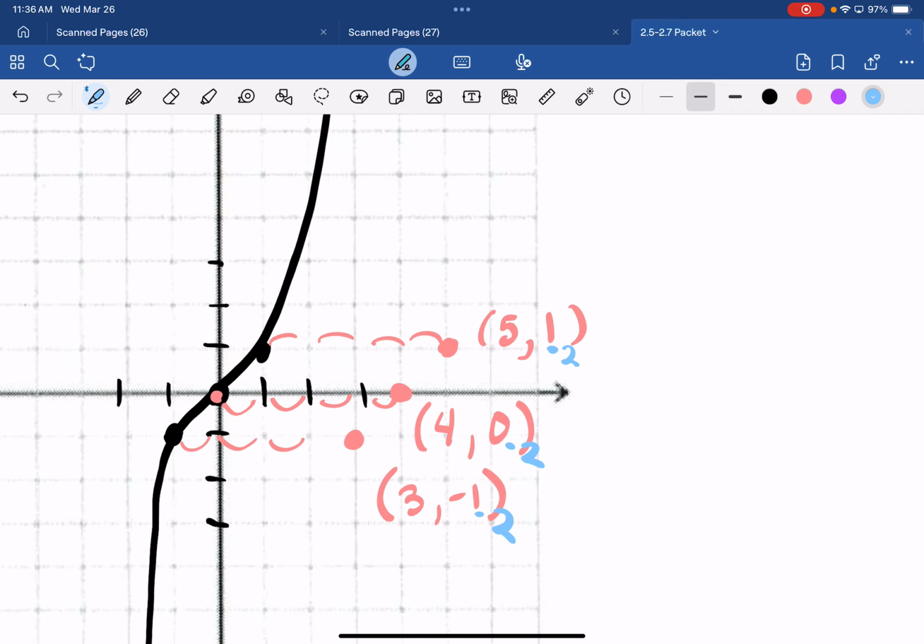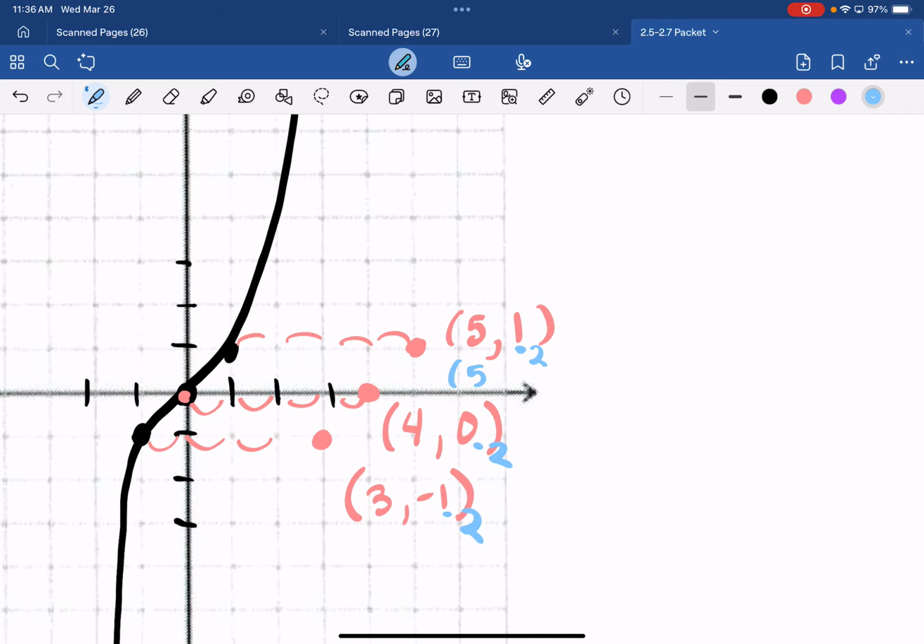So my new blue point, this one doesn't change. My 5 stays the same. But 2 times 1 gives me 2. 0 times 2 still gives me 0. And then I have 3, -2. Okay? So that blue is me applying our new vertical stretch.